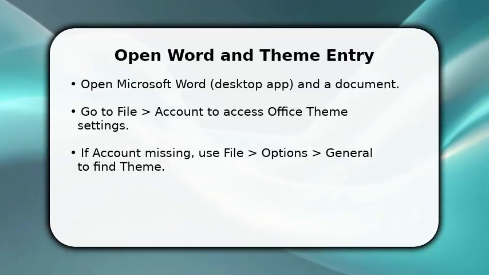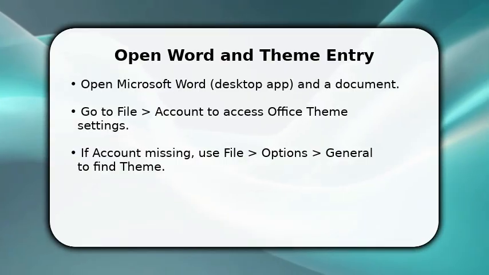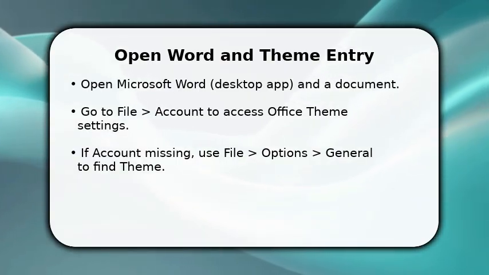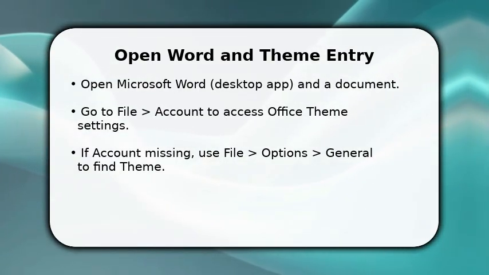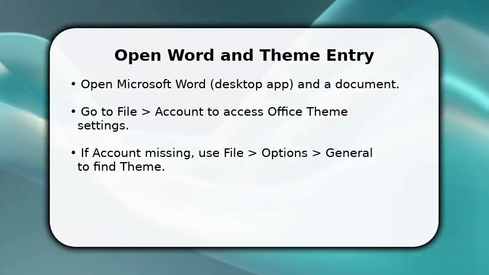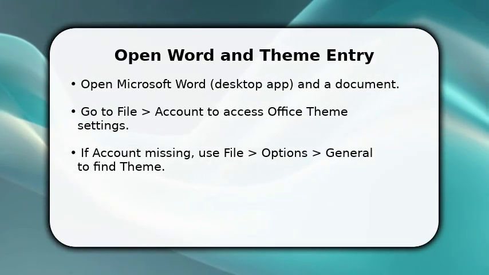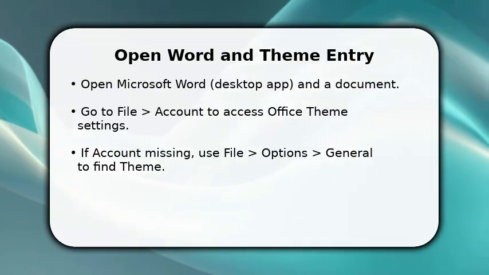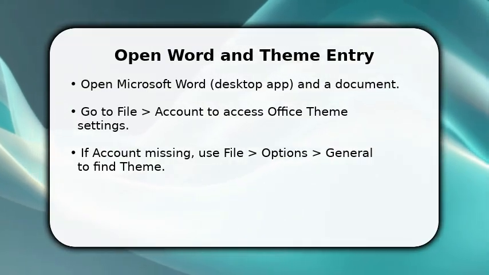You start inside Word. Open the desktop app and a document so settings apply. First, go to File and choose Account to view Office theme. This controls the app Chrome. If you don't see Account, make sure to open File Options General where theme choices also appear.